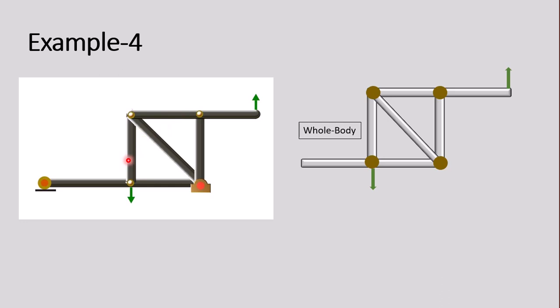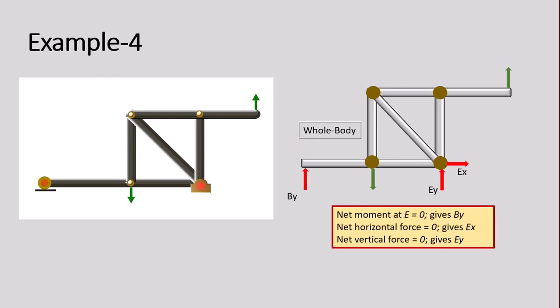Next frame: 1, 2, 3 two-force members and 2 multi-force members, 1 complex pin. Ex, Ey, force from the bottom right pin. By, force from the roller. This whole free body diagram has 3 unknowns. We can completely solve it. And so By, Ex, and Ey are calculated.